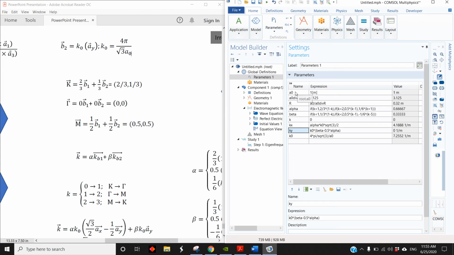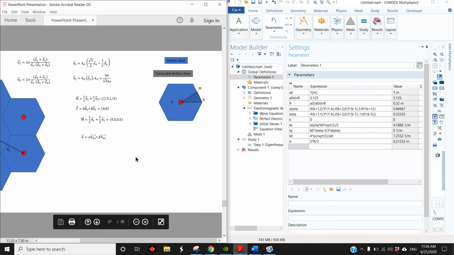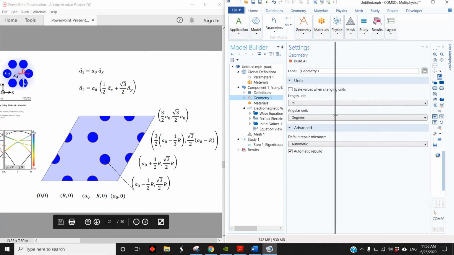I have the parameters for the geometry, a naught and R. I still didn't get the dimension of the radius of the cylinder. So the diameter is d, and it's given in the paper to be 2 times R divided by 3. Okay, let's now go to the dimensions and start creating our geometry.